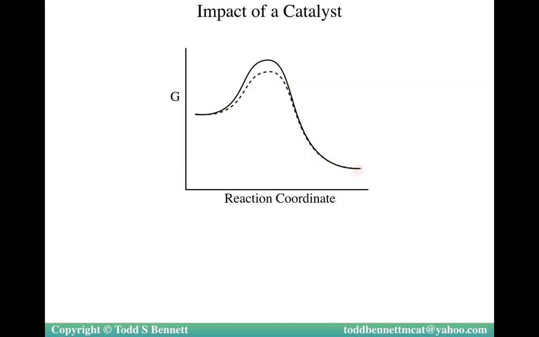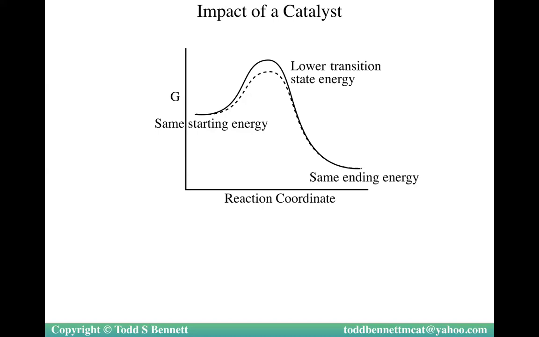But you end up getting the same product, meaning it doesn't make the reaction more favorable or less favorable. It just makes you get to that favorable or unfavorable state faster. So same starting energy, same ending energy, but a lower transition state energy. So the enzyme, or the catalyst, must somehow be involved with that transition state, meaning it must find it, align it, and then send it on its way to the reaction.